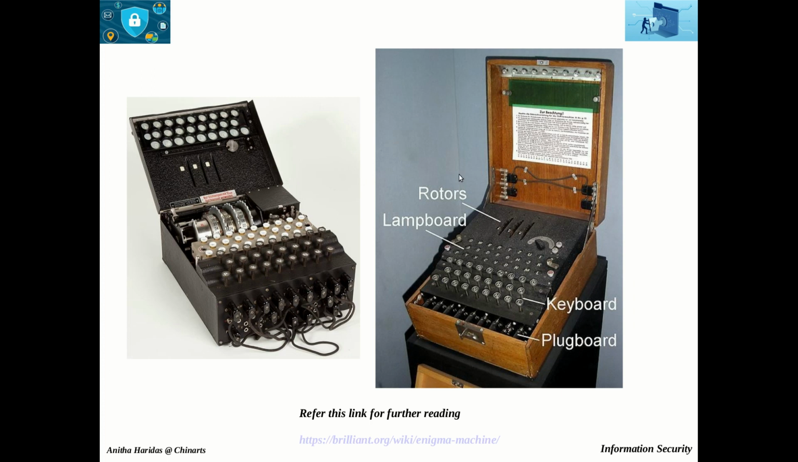So this is the Enigma machine, and we have the keyboard here, and we have the plug board which can be changed again and again for giving random rotations. And this is the lamp board, and these are the rotors. Slow, medium and fast rotors are also available. This is another representation of the Enigma machine. You can refer to this particular site for further reading about the Enigma machine.